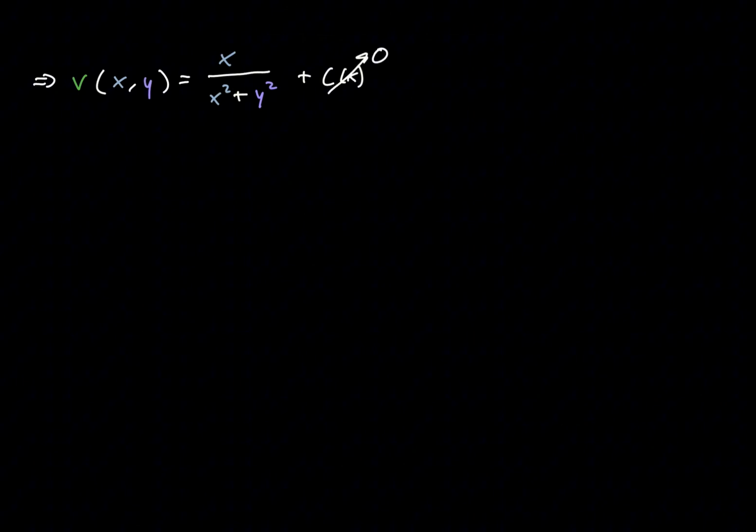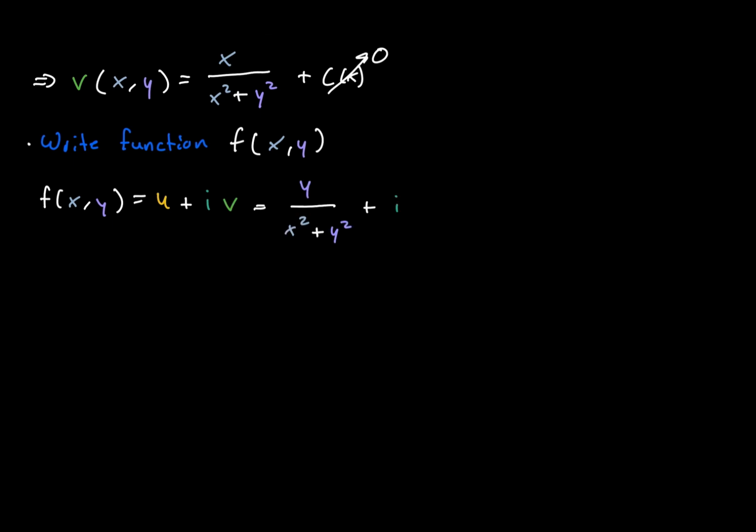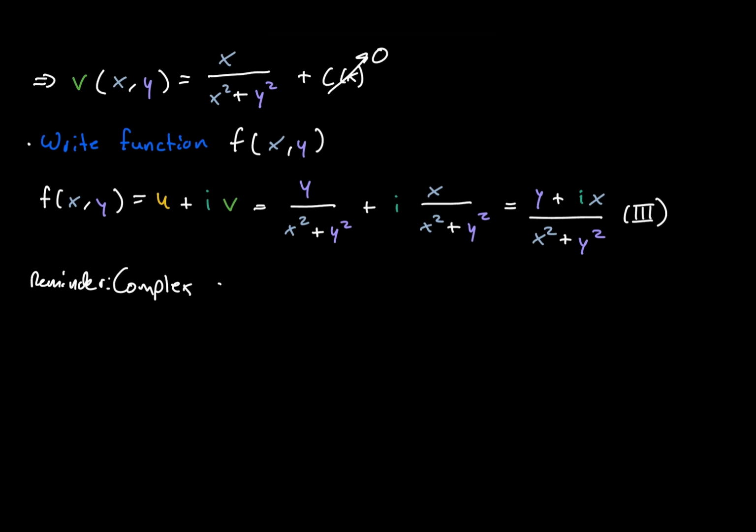Now we combine real and imaginary parts. f of x, y equals y over x squared plus y squared plus i times x over x squared plus y squared. Putting that over one denominator gives f of x, y equals y plus ix over x squared plus y squared. Now let's rewrite this in complex notation. The symbol z bar means the complex conjugate of z. So if z equals x plus iy, then z bar equals x minus iy.